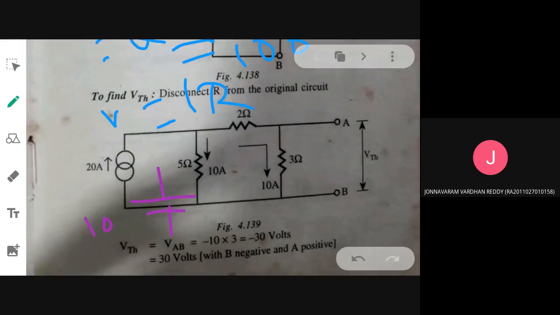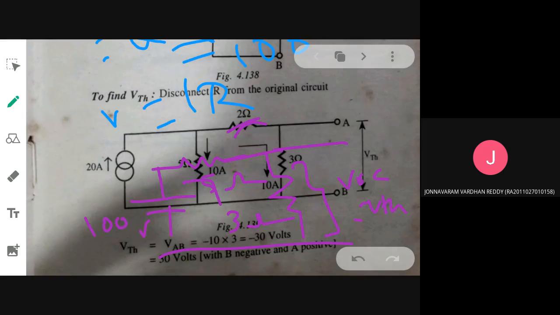This will be my 100 volt, and here I will have my 5 ohm, that is in series with the 2 ohm. So both, if I am summing, I will be getting 7 ohm. Then here I am having 3 ohm. Okay. So now if I am able to find out the voltage across this 3 ohm, I will be getting VOC is equal to VThevenin.